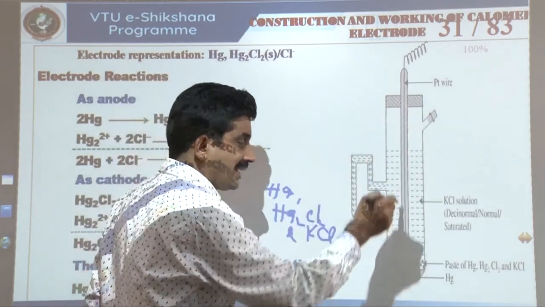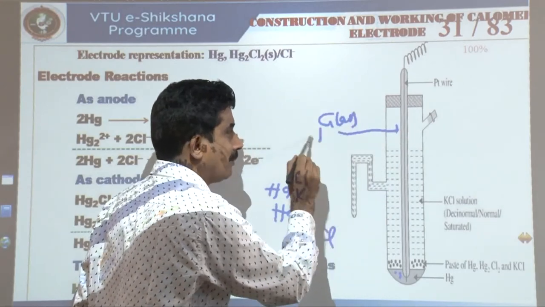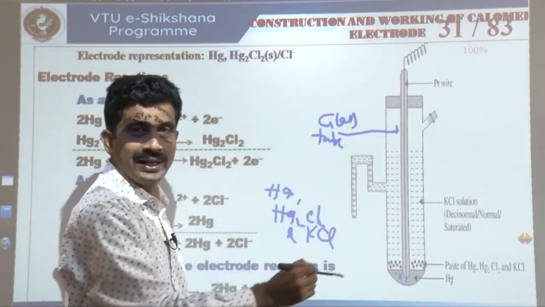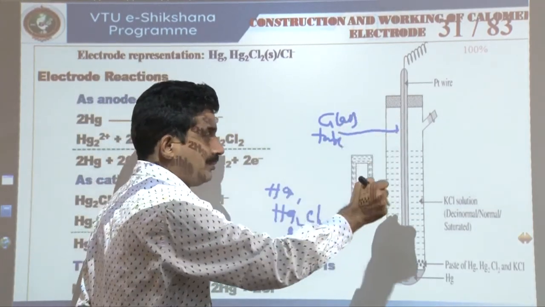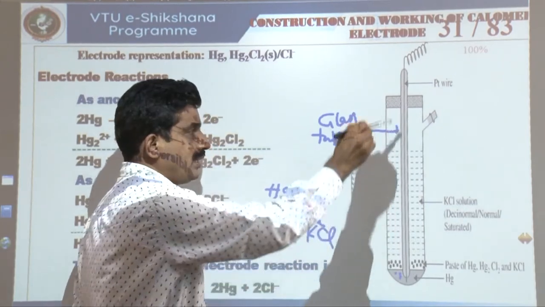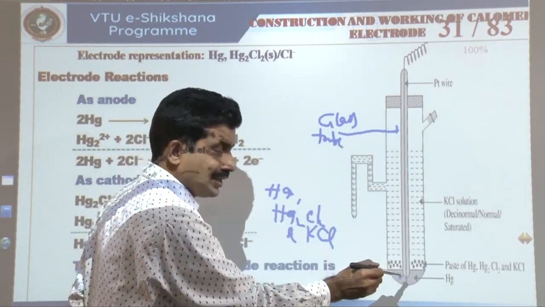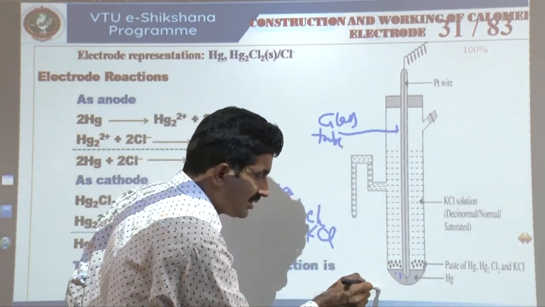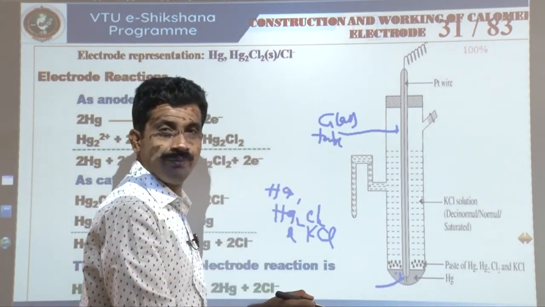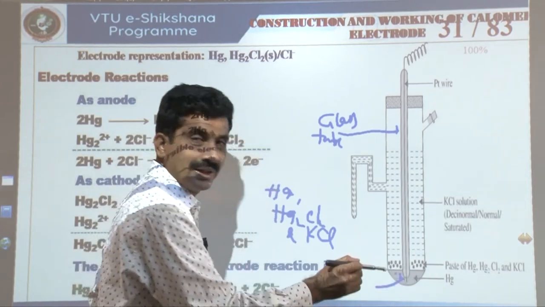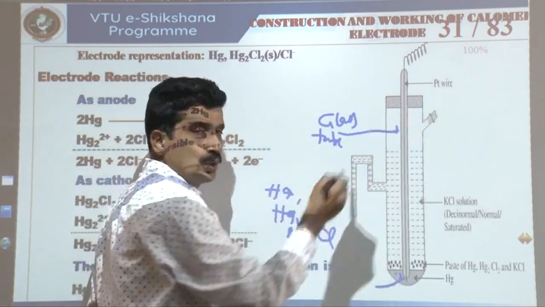Then there is a glass tube into which a thin platinum wire is inserted. The glass tube having the thin platinum wire is inserted in such a way that the tip of the platinum wire comes in contact with mercury. This platinum is in contact with mercury, and this is required for electrical contact. There are two openings.